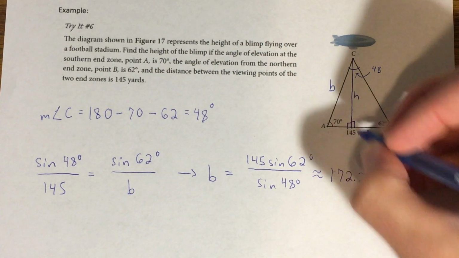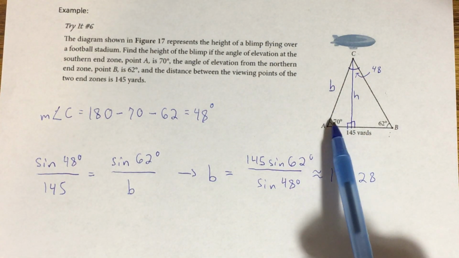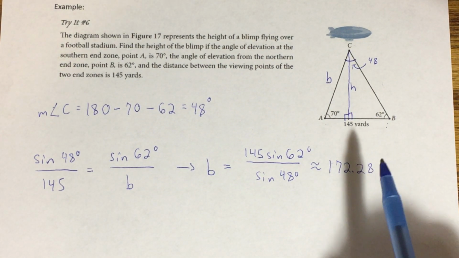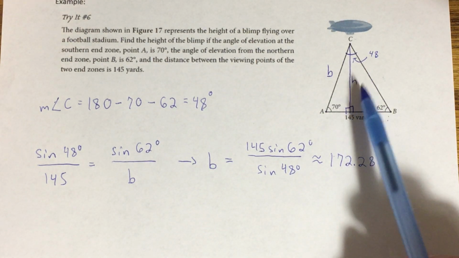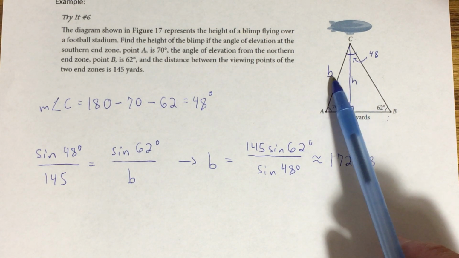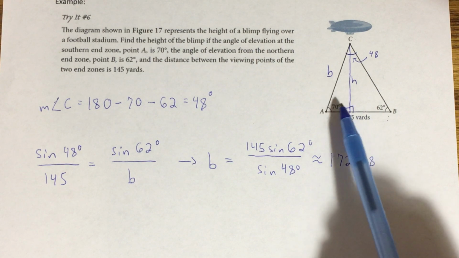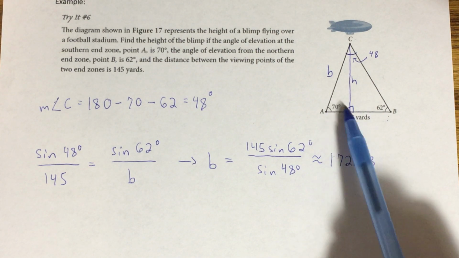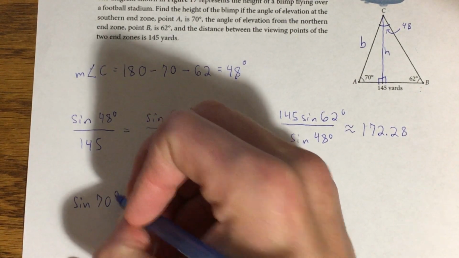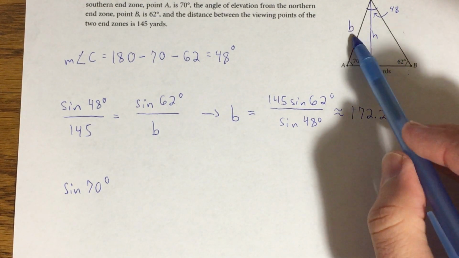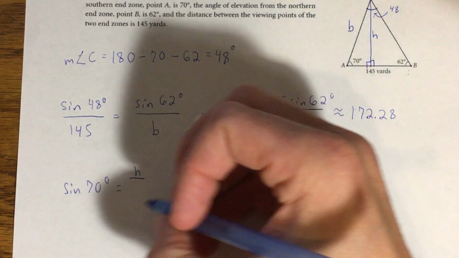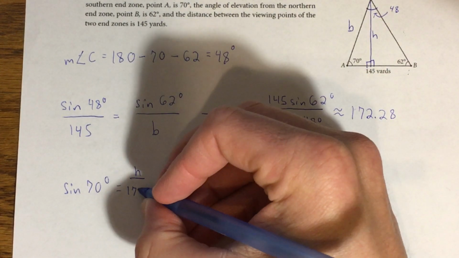So now what I want to do is use the fact that we're looking at a right triangle here and set up another easy trig problem to solve for h. So I have angle 70 here, and h and b are the opposite side and hypotenuse respectively. So that's setting me up for a sine of 70 degrees. Sine of 70 degrees is opposite over hypotenuse, so that's equal to h over b, but now we know what b is equal to, 172.28.